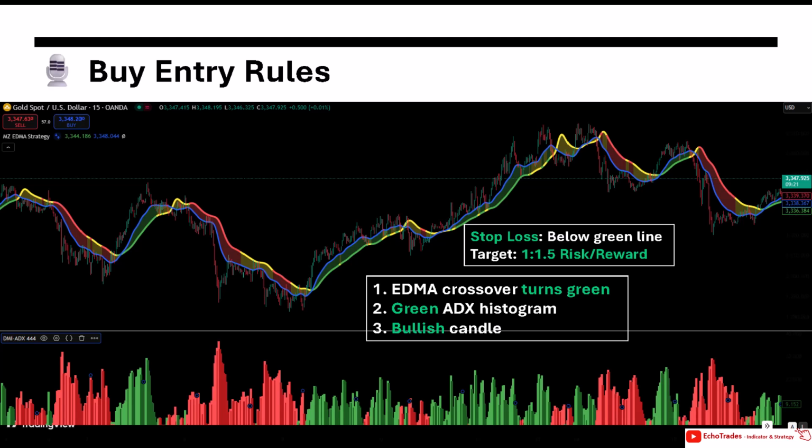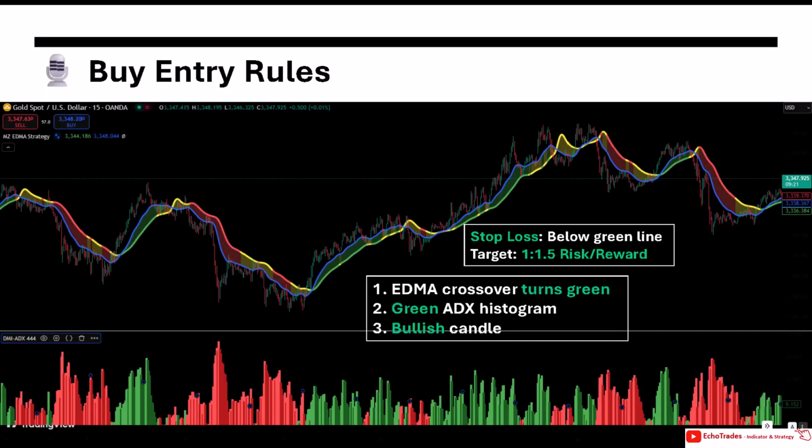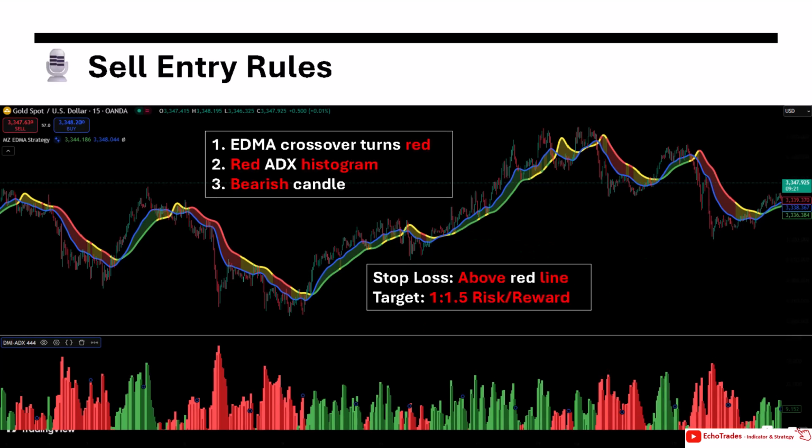Place your stop loss just below that green EDMA line, it provides a logical safety net. Right, below the green line, and the target: we aim for a 1 to 1.5 risk-to-reward ratio. So if your stop loss is, say, 10 pips away, you're targeting a 15-pip profit. 1 to 1.5, okay, standard good practice. Yeah. The sell setup, just flip it.